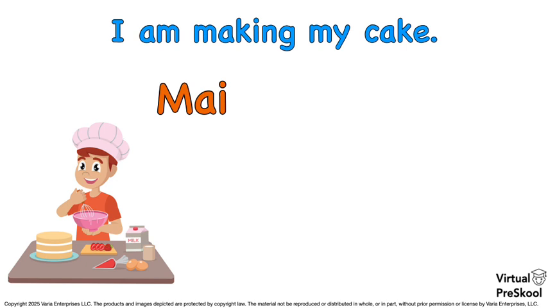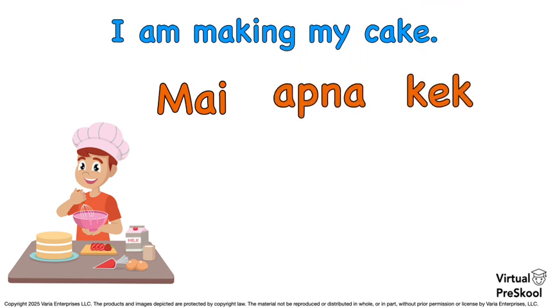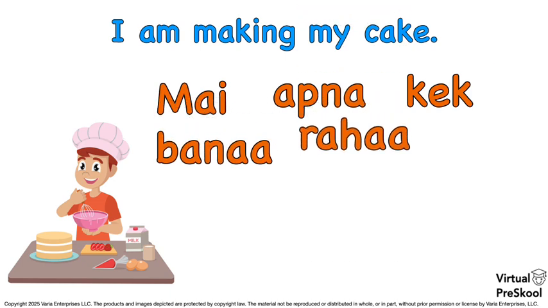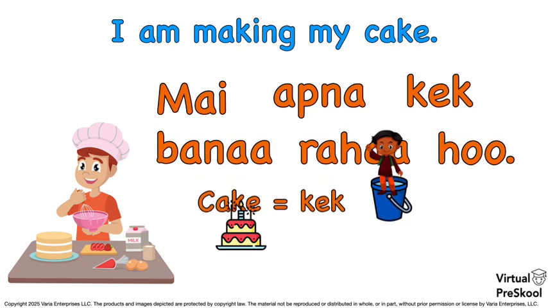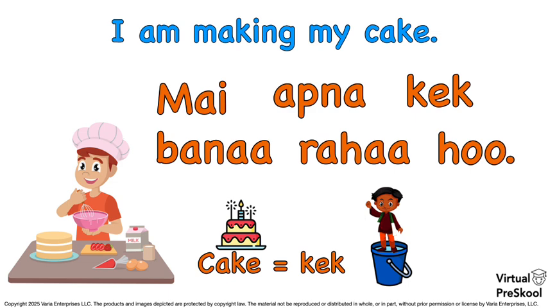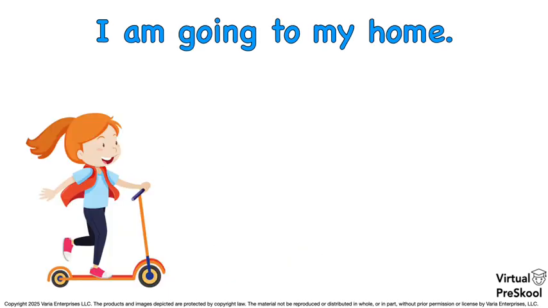My cake. Do we use apna, apni, or apne? Cake is a singular bull noun. So main apna cake bana raha hu. Okay, because again, cake is a singular bull noun.